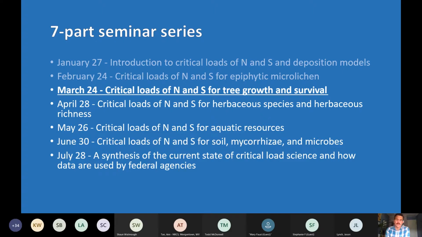The previous ones were an overview of critical loads and focus on epiphytic macrolichens. Next month, we're going to be talking about herbaceous species and herbaceous richness. So please, hope you can make it back on April 28th.